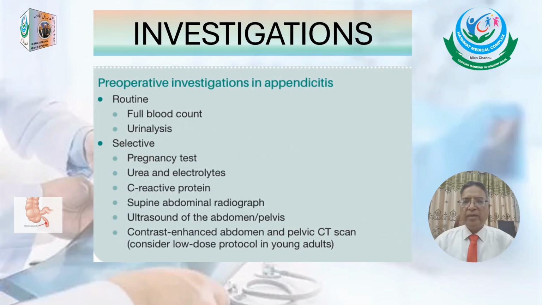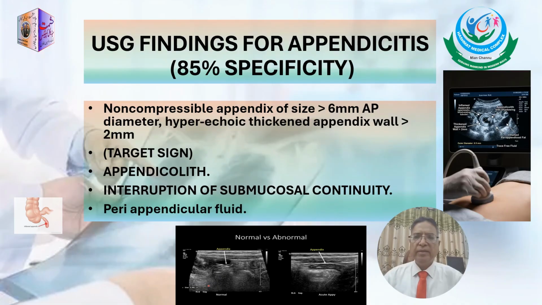Investigations which are done preoperatively in patients with suspected acute appendicitis include complete blood count, urine analysis, pregnancy test, urea and electrolytes, C-reactive protein, supine abdominal radiograph, ultrasound of the abdomen and pelvis, and contrast-enhanced abdomen and pelvic CT scan. Other than this scoring system, there are two more investigations which are very helpful for the diagnosis of acute appendicitis. They include ultrasonography and CT scan of the abdomen and pelvis.